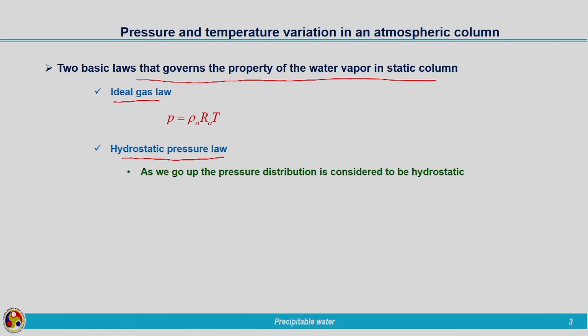So, if the pressure distribution is hydrostatic, it will follow a relationship like this. As we go up, the pressure distribution is considered hydrostatic and P is given by P is equal to gamma H, you might have seen in hydraulics, that is rho g H. The same expression I am writing here, P is equal to minus rho A g z. Here our depth dimension is represented by Z and rho A is the density of moist air.